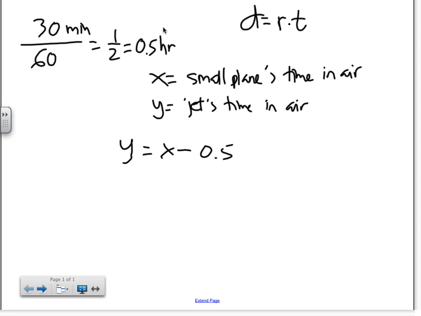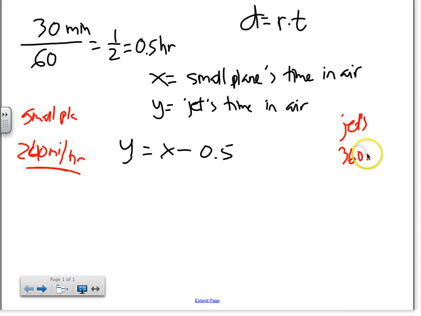We know that the small plane travels at what rate of speed? 240. Okay, so 240 miles per hour, right? This is the small plane. And we know that the jet here travels at 360 miles per hour. Now, why is it so important for us to have this written up here? We're not just going to write it up for no apparent reason. You know we're going to have to use that, because that particular one is going to help us obtain our second equation.